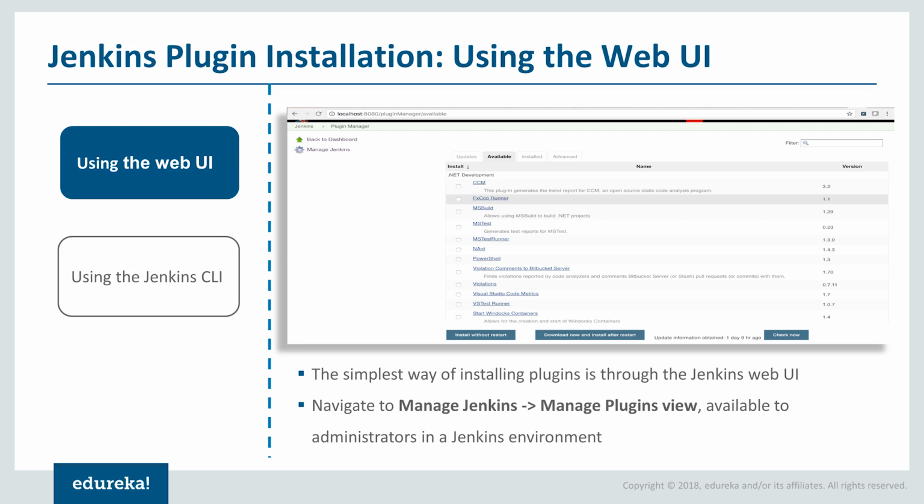And installation is as easy as putting a check mark against that plugin and then click on either Install Without Restart, or you can click on Download Now and Install After Restart, depending on whether the plugin installation requires a restart of the Jenkins server or not. Similarly, Installed tab will show you all the installed plugins, as you can expect. Updates tab will show you all the plugins which are already installed on the system and for which there is an update available. Advanced will work with the custom plugins.